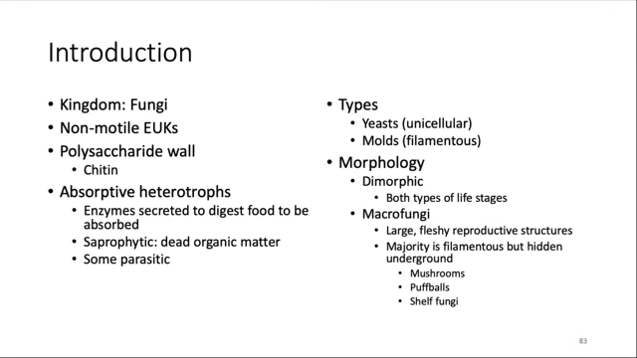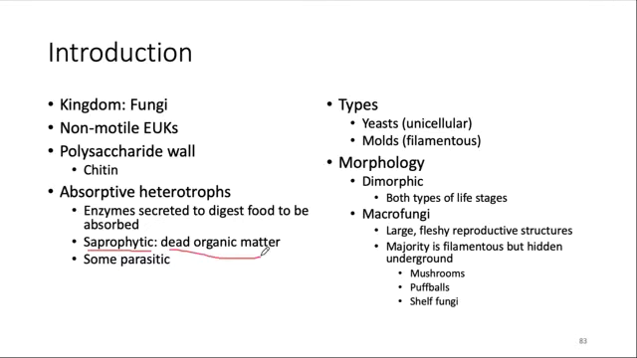Then for fungi, they belong to the eukaryotic groups. They are non-motile. They have a polysaccharide wall. And in terms of how they obtain nutrients, they will secrete enzymes externally, digest dead organic matter, and then absorb the nutrients into their body. Generally, they are not parasitic forms, however. So we call them saprophytes. So they are saprophytic in their feeding habits, because they feed on dead organic matter.